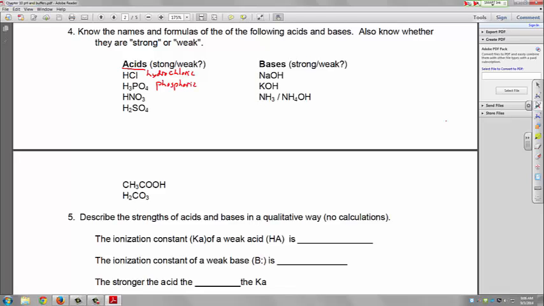Phosphoric acid is found in colas, for example. One of the properties of acids that I talked about is that acids have a sour taste, or they're tart, and phosphoric acid is used in sodas to impart that tanginess, that tart flavor. So I should say acid, right? Hydrochloric acid, phosphoric acid. HNO3 is nitric acid.